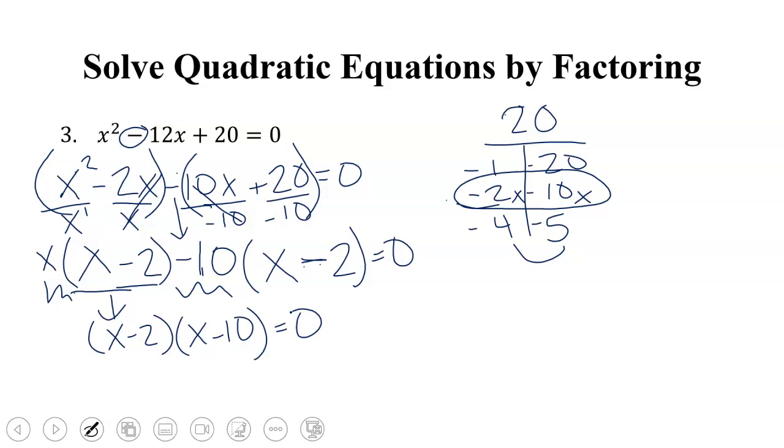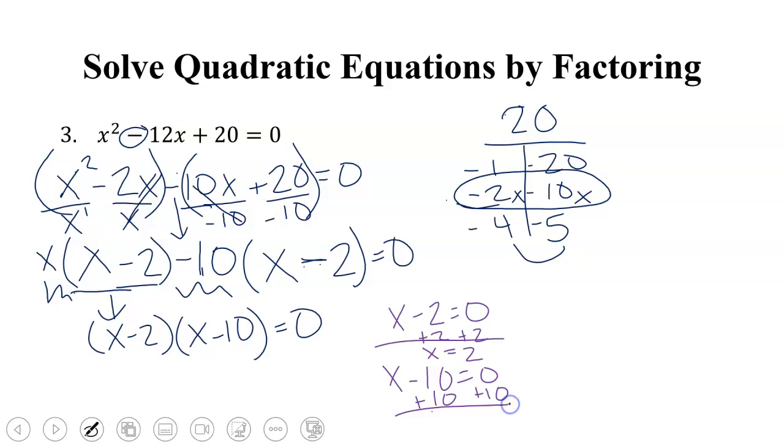Now we're on step 3. We have our parentheses. We need to set each parenthesis equal to 0. So I have x minus 2 equals 0, and then x minus 10 equals 0. So I'm going to add 2 on both sides. So the first one is positive 2, and then I'm going to add 10 on both sides, and my second one is positive 10. So let's plug them into our original equation and see if 0 equals 0.